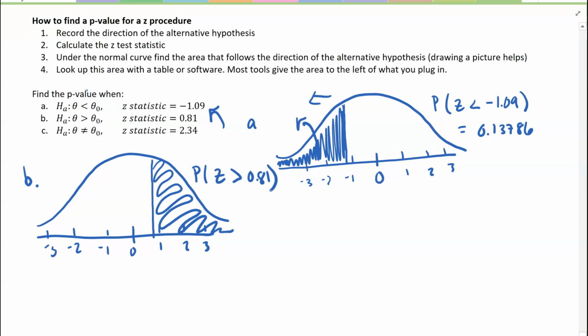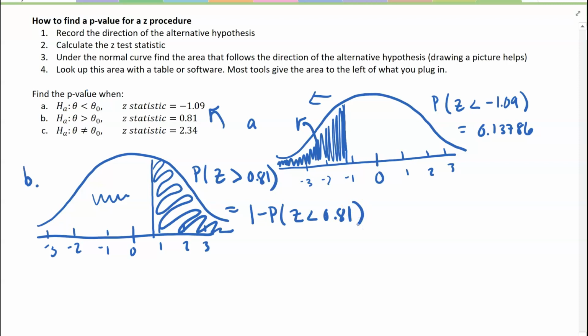Now, we know that our z-table is always going to give us the area to the left. If we look up 0.81, it's going to give us this area over here. The thing is, we don't want that. We want the area above that. So what we have to do is use what we know about complements. If I want to find that area above 0.81, then I'm going to subtract off the stuff below 0.81, whatever I find from the table.